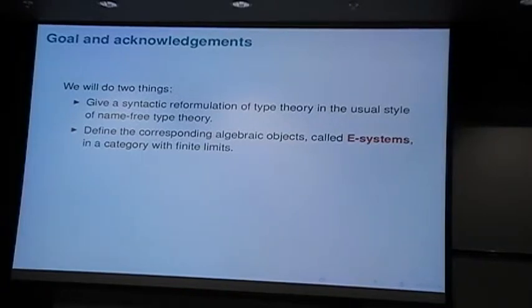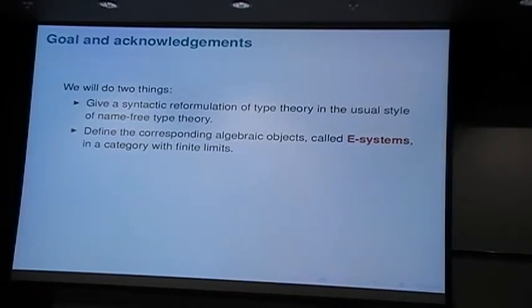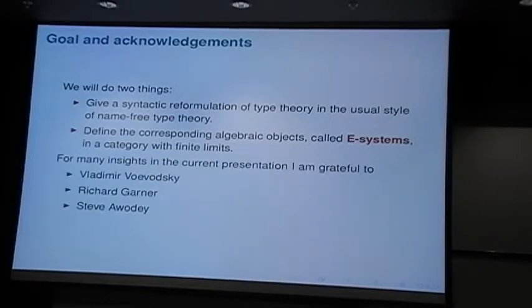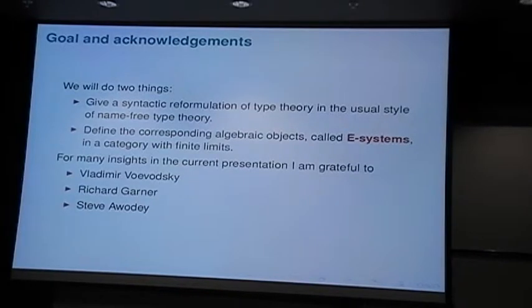So I'm going to do two things in this talk. I'm going to present you this version of type theory, which has no type constructors at all. It just has a structure of type dependency. And I'm going to tell you what the corresponding algebraic object is. Okay? I already mentioned some discussions with Vladimir that I had in Paris, so I'm very grateful to him. Also to Richard Garner, whom I discussed this topic with, and Steve Awodey, who is my supervisor.